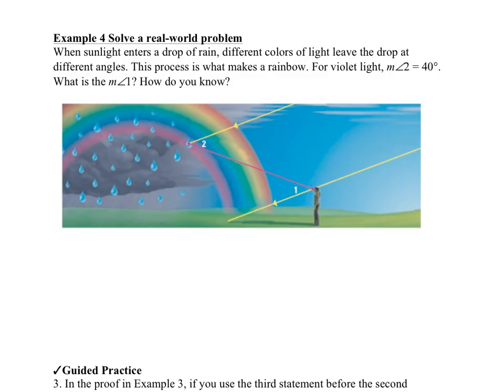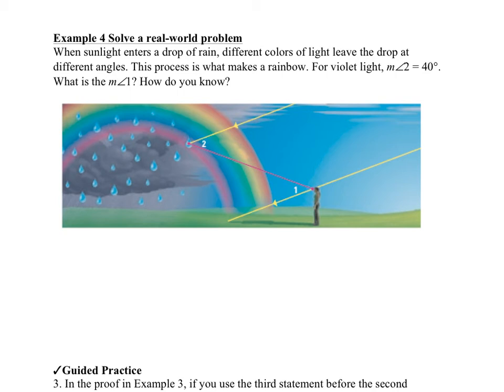In the next example, we're just looking at a real-world problem. Sunlight enters a drop of rain. Different colors of light leave the drop at different angles. This process is what makes a rainbow. For violet light, the measure of angle 2 is 40 degrees. What is the measure of angle 1?